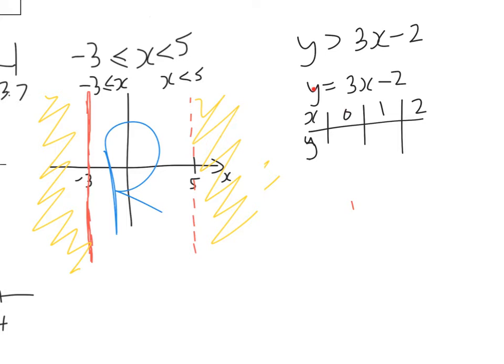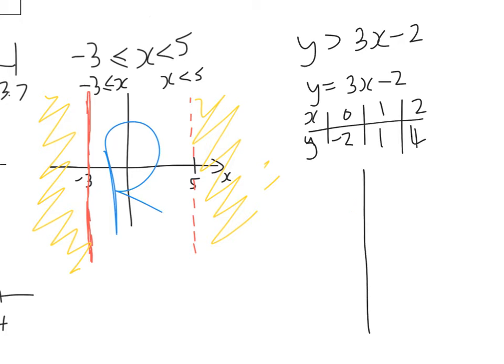If x is 0, y is 3 zeros, which is 0, take away 2, which gives you minus 2. When x is 1, y would be 3 ones, which are 3, take away 2, which gives 1. And when x is 2, y would be 3 twos, which are 6, take away 2, which gives 4.